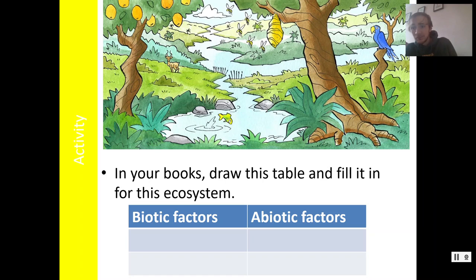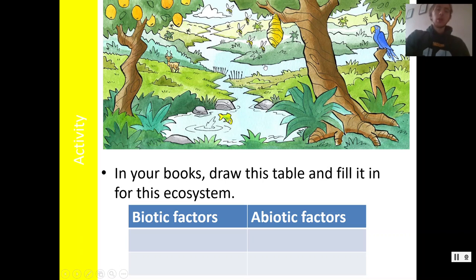So, biotic factors. Let me give you a list. You've got the bird up here, you've got the fish, deer, beehive here with bees, you've got grass, plants, trees, and that's all I can really see. Maybe I'm missing something. Fine.